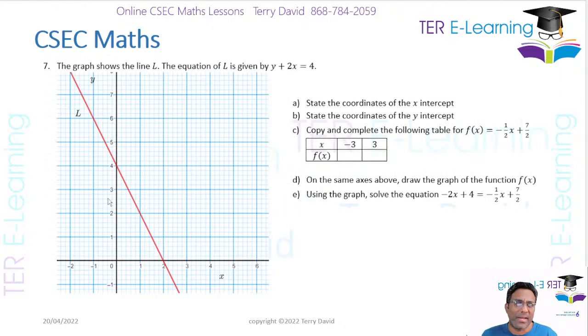Right, so I have a next question here, right? I have a graph. It shows this line here, L, which is given by y plus 2x is equal to 4. The first part, part A, state the coordinates of the x-intercept. Can you all tell me what the answer is for part A? What do you all think it is?